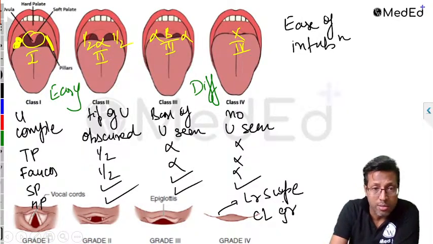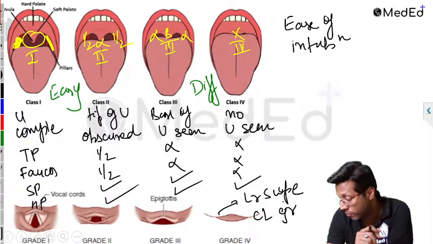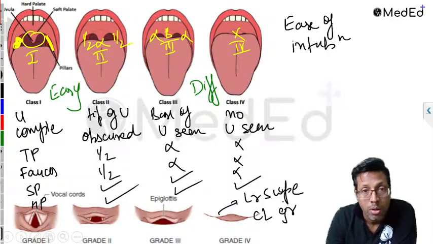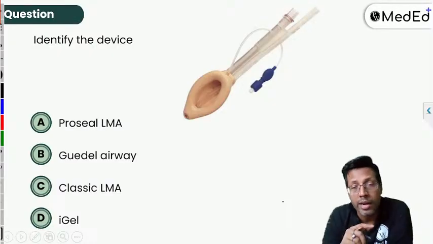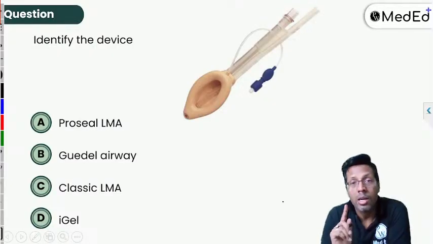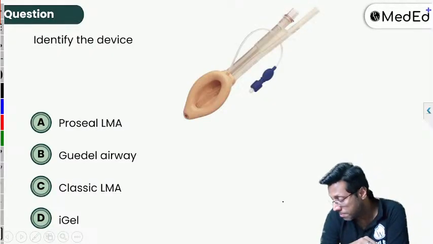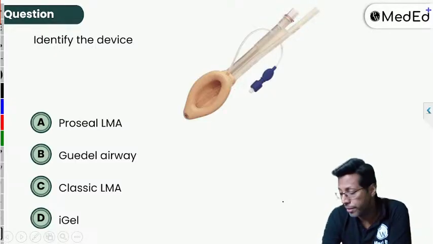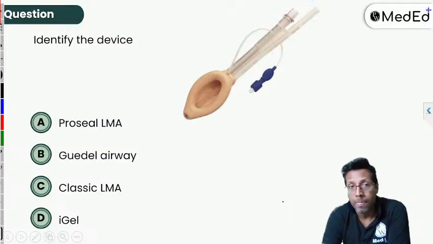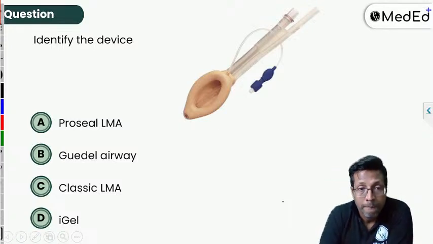Last question, I think, after this, and then I'll discuss breathing circuits also, which you had asked me. So this was the second last one, Mallampati, an important question. The last one that I'll discuss as a question: identify this device. This question had come in the exam, so I'll be discussing these airway devices here, and after that, breathing circuits. This is the last question according to me. Okay, identify the device.